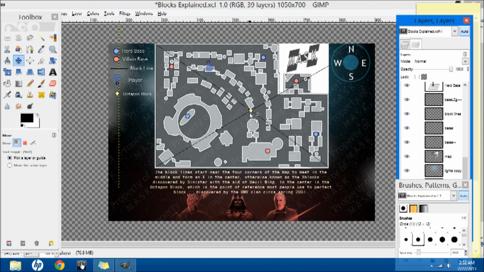This was discovered by Sinister and Devil Wing. He helped him. Now, in the center is the octagon block, which is what most people like to perfect block. They look here in the center. This was discovered by the D&D clan around the springtime of 2007.